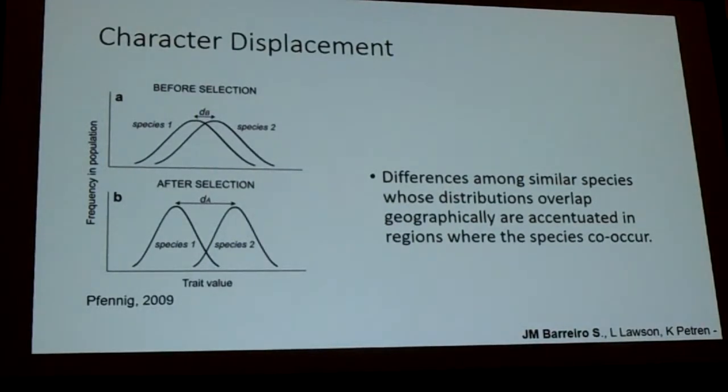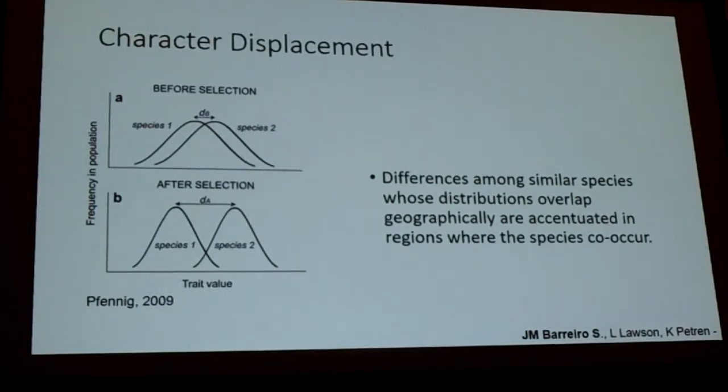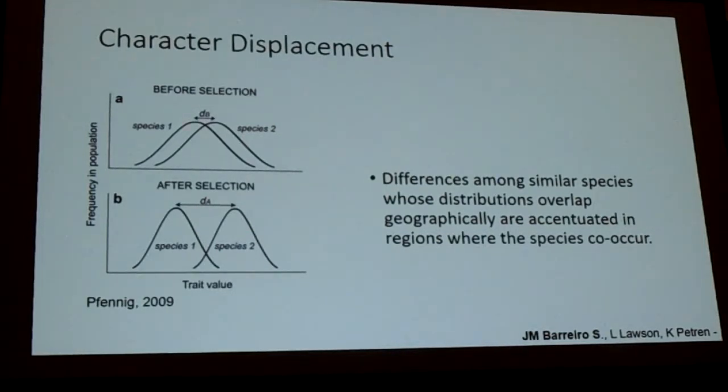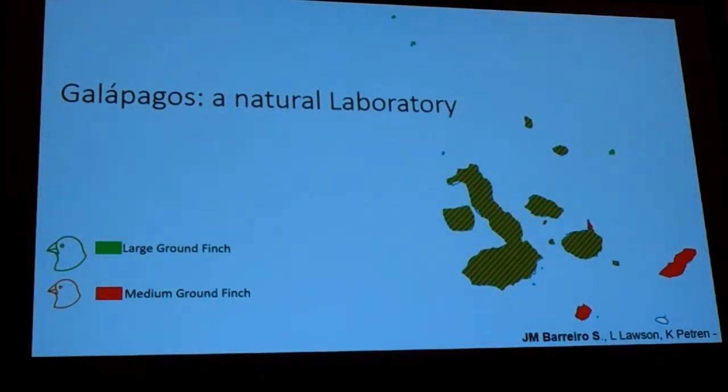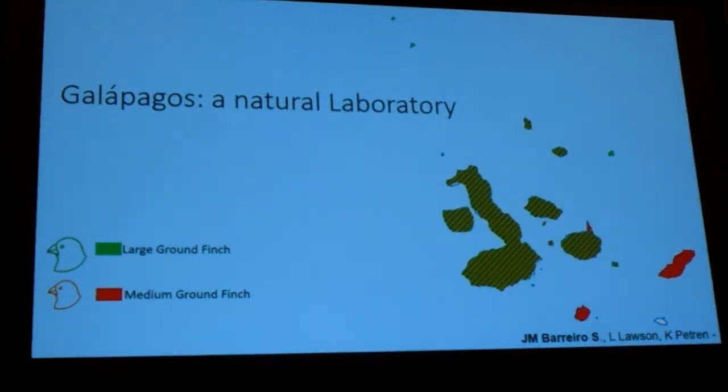So ideally, to test this, you will have to get an experiment where you can have competing birds together in sympatry, and then the same species in allopatry, which is hard to do for natural systems in the wild, but the Galapagos works as a natural laboratory. So what I've shown here in this map is the distribution of two of the finches that I'm going to talk about, the large ground finch and the medium ground finch.